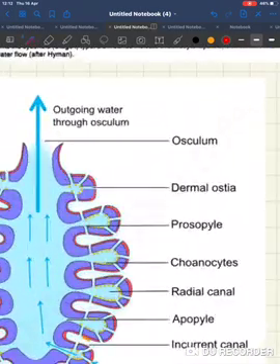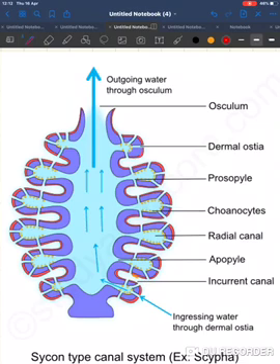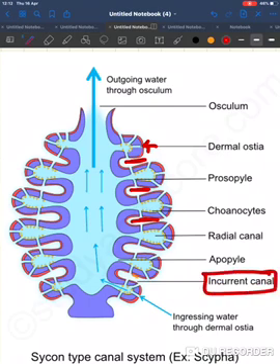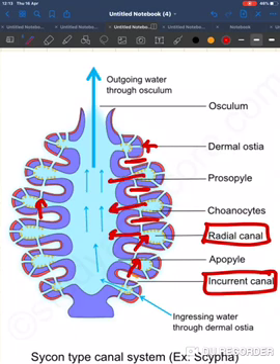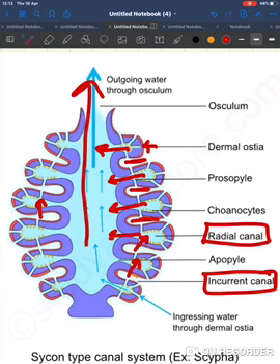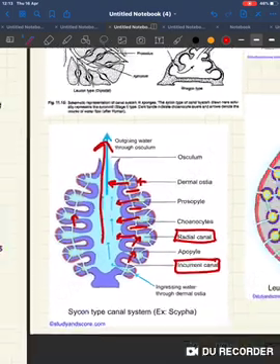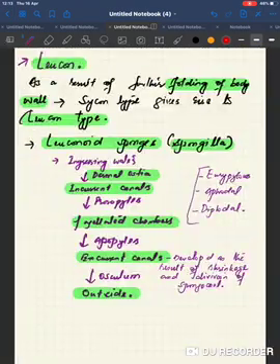Let us see this diagram. Look here. The water enters through this dermal ostia, and it enters into these non-flagellated chambers, which are called incurrent canals. From these incurrent canals, water moves into these flagellated chambers, which are called radial canals, and from the radial canals it moves into this spongocoel, and from the spongocoel to the outside. This was the second type of canal system, which is the sycon type.